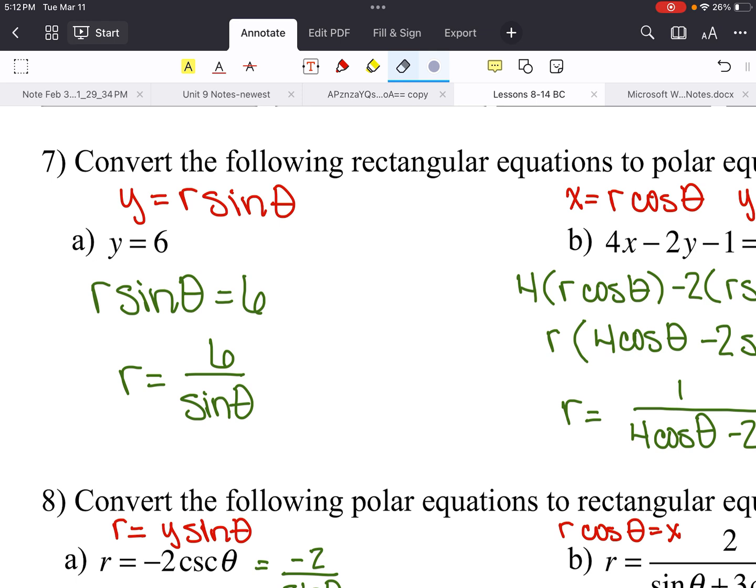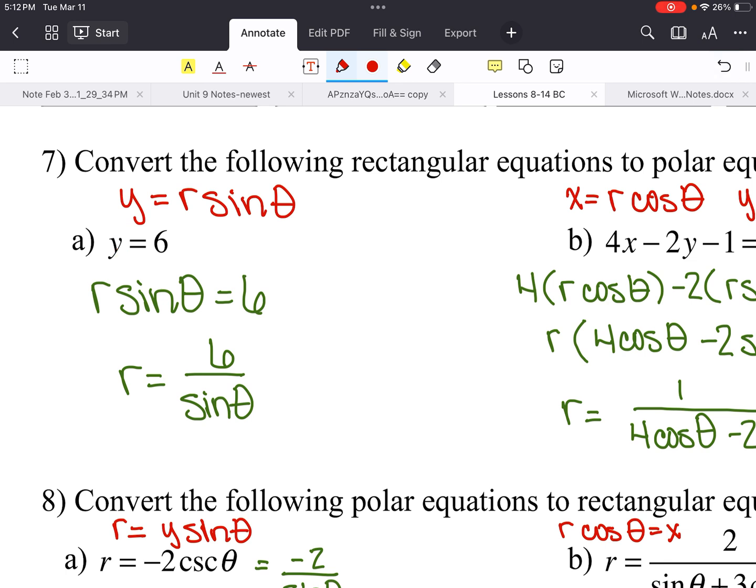So this says y equals. Well, scratch that and replace it with that. So that tells me r sine theta equals 6. So can I solve that for r? Well, yeah, just divide by sine theta. And that's what an equation looks like in polar form.